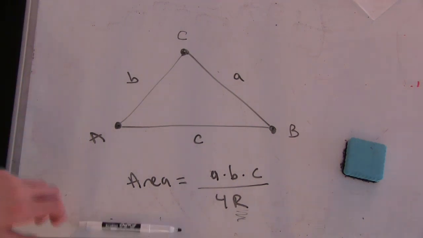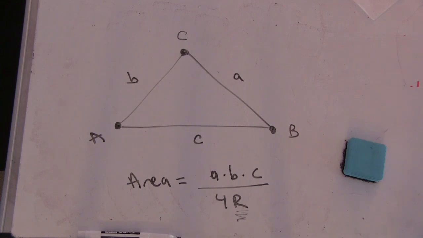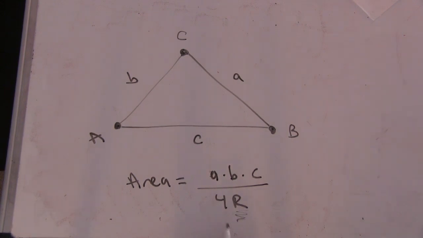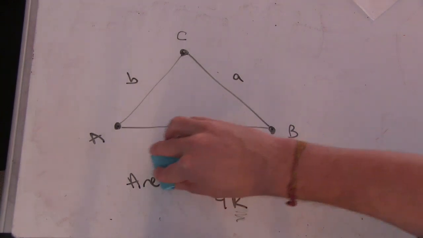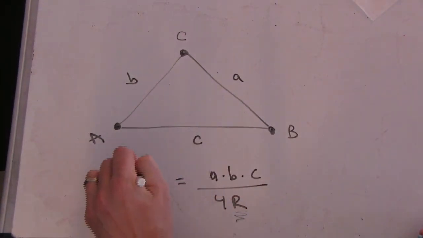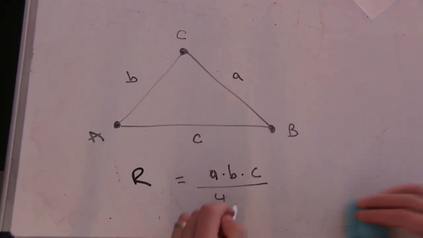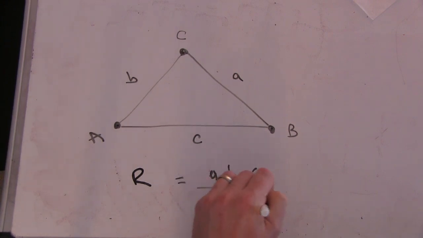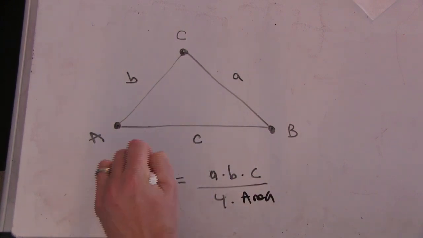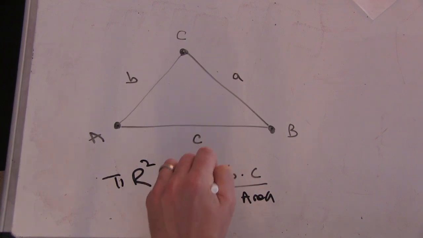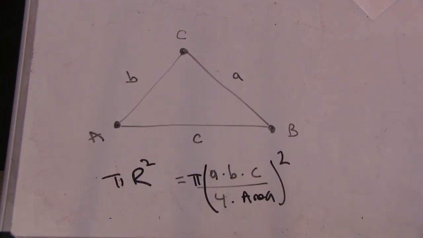Okay, so that formula actually is at least potentially useful. We have a bunch of other ways of calculating the area, so we could probably find a way to match these up. Yeah, so we can turn this formula around to say that R equals A times B times C over 4 times the area. And then pi r squared is just pi times that squared.